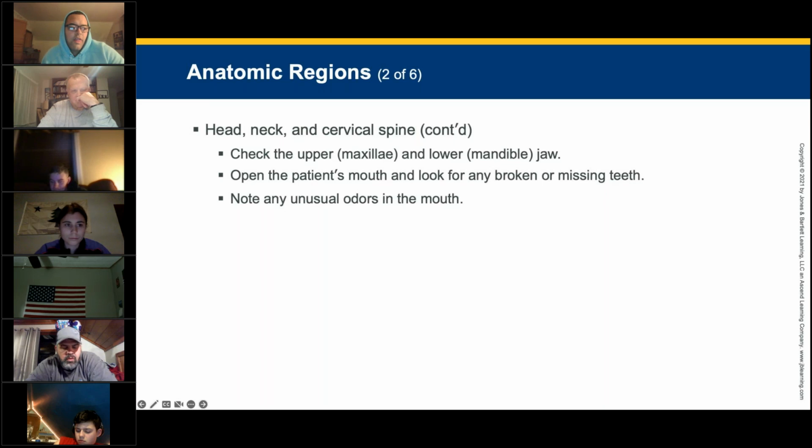The head, the neck, and the cervical spine. You want to check the upper and lower parts of the jaw. You want to open the patient's mouth and look for any broken or missing teeth. Why might that be important?